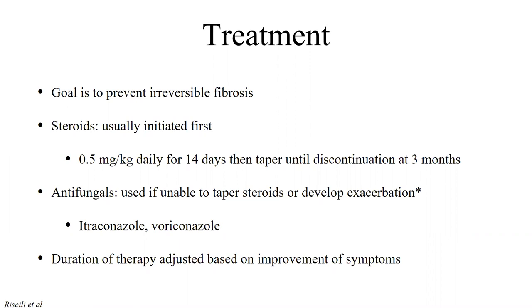In terms of antifungals, there are some differing recommendations. Some recommendations have stated that if you're unable to taper steroids, or if a patient develops an exacerbation on steroids, you should use antifungals. The Infectious Diseases Society actually recommends that you use antifungals from the start, when you start treating ABPA. So you would start steroids, and itraconazole is the first-line therapy. The thought is that this will help reduce the amount of mucus impaction and pulmonary opacity seen on chest x-ray, and help improve the symptoms more quickly.